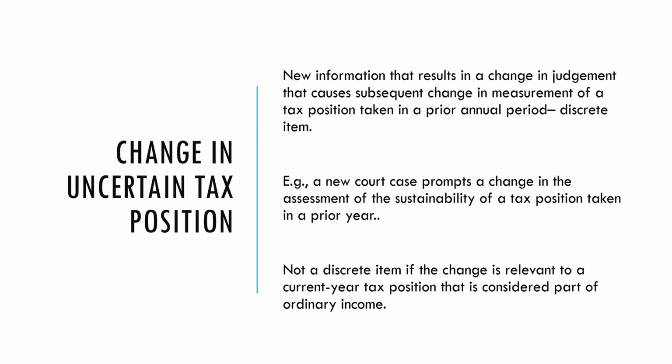The existence of new information that results in a change in judgment that causes a subsequent change in measurement of a tax position taken in a prior annual period should be recognized as a discrete item in the period the change occurs. For example, if a court case in the interim period prompted a change in the assessment of the sustainability of a tax position taken in a prior year, the effect of the change should be recorded discretely in the period in which the assessment changes.